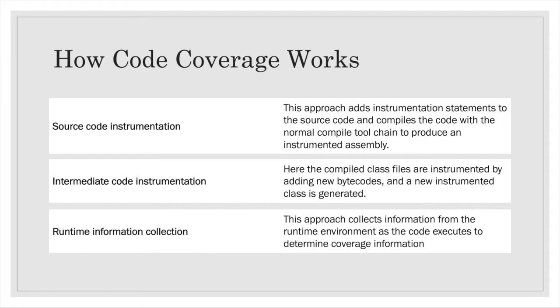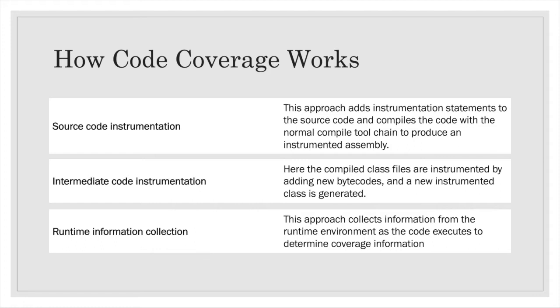I'm going to give an example to make it a bit more clear what I mean by source code instrumentation. This technique adds instrumentation statements to the source code and compiles the code with the normal compile tool chain to produce an instrumented assembly. I will go a bit deeper into it in our next slide, where I will tackle how Clover works through an example.